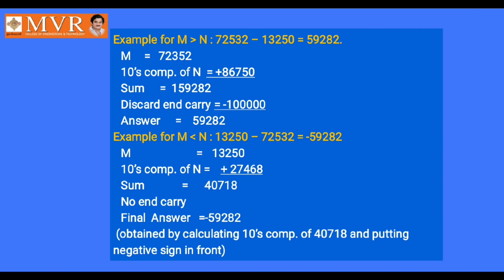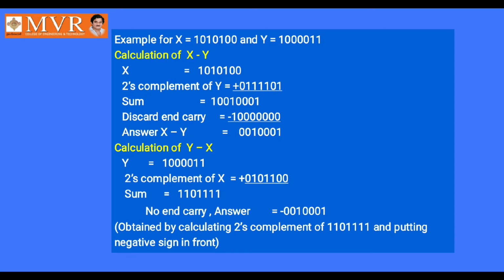So the 10's complement is 59,282 with a negative symbol. That is the final result. This is the way a subtraction operation is performed inside the computer, in the decimal number system. And what about binary? Let us see in the next one.